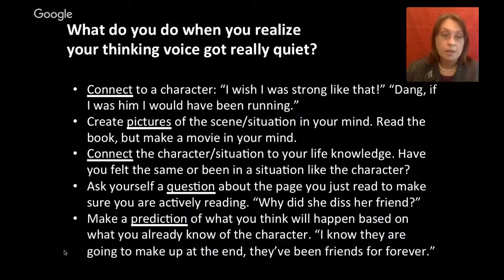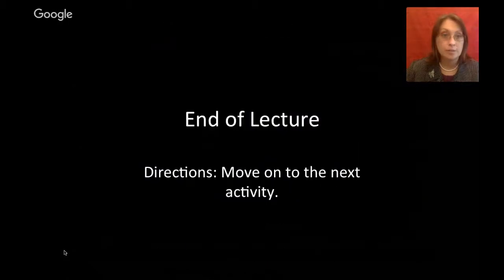You can make a prediction of what you think will happen based on what you already know about the character. I know they're going to make up at the end. They've been friends forever. So that's prediction. Maybe they don't make up as friends. Maybe they hate each other forever, but that's a prediction. So these are all important basic strategies for reading, and we're going to be practicing these skills throughout the year.